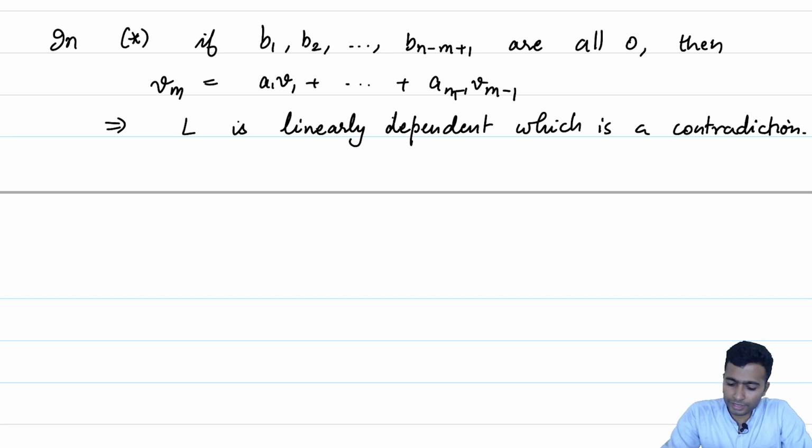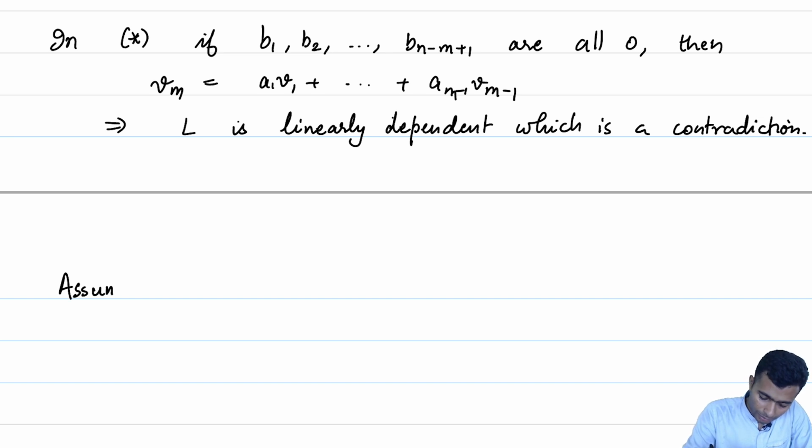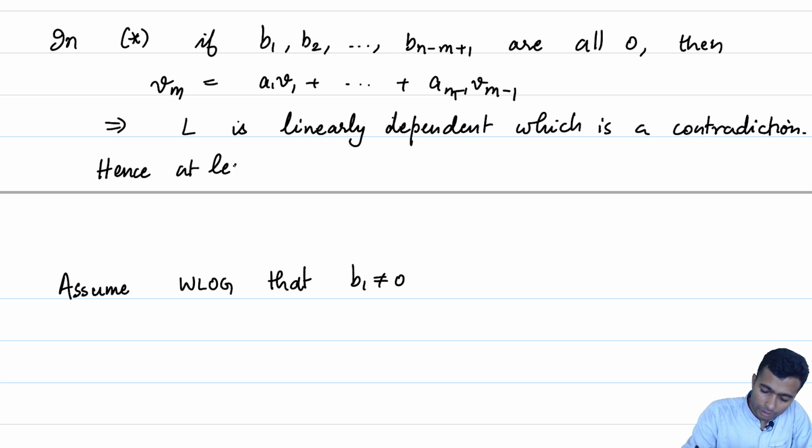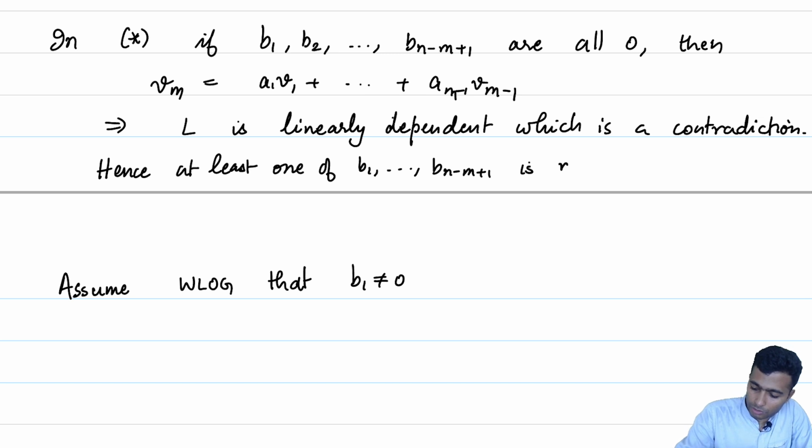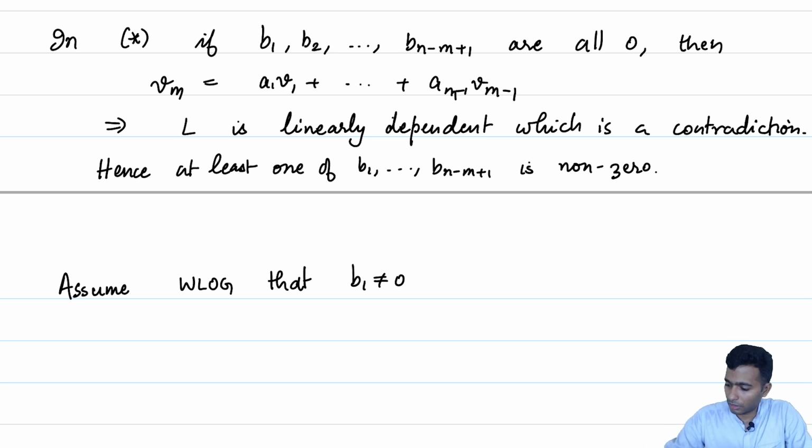So after a renumbering if needed, assume without loss of generality that B1 is not equal to 0. So this concludes that at least one of B1 to Bn minus m plus 1 is not 0. That is what we have concluded, and assuming that we can do a renumbering of the indices without loss of generality, assume that B1 is not equal to 0.